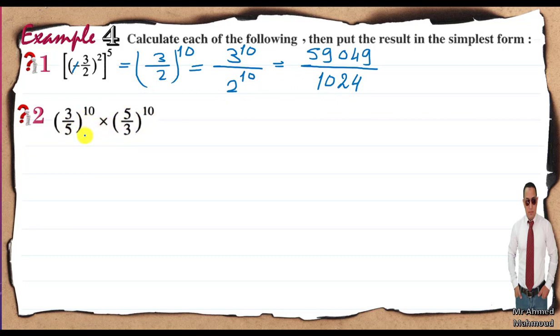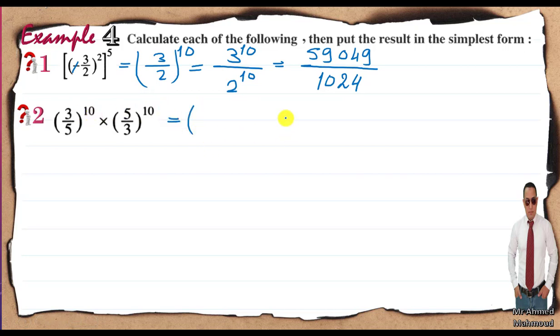Okay, at first moment, if I look carefully at this one, some of the students are going to distribute the power over the brackets. This is a correct way, but it is a difficult way. By looking carefully, we have 3 over 5 power 10 and 5 over 3 power of 10. 3 over 5 and 5 over 3 are not the same base, so I can't add the powers, but I can take power 10 as a common power like this.